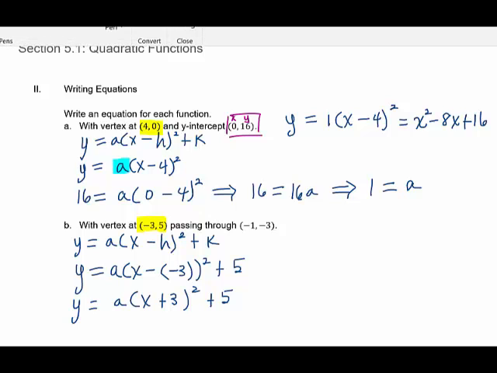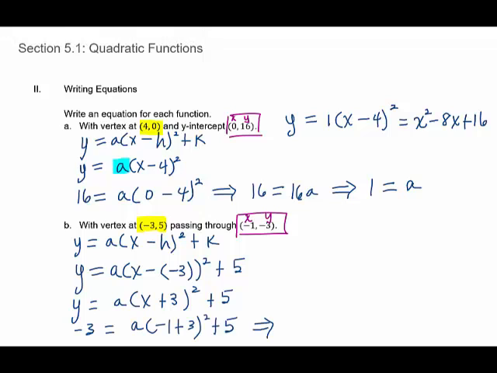Next, we need to determine a, the leading coefficient. So we're going to use another point that we're given. In this case, it's (negative 1, negative 3), and substitute negative 1 for x and negative 3 for y. And we'll solve this equation for a. So we have negative 3 is equal to negative 1 plus 3, which is 2 squared, or 4a plus 5. And continue solving. So we would subtract 5 from each side and then divide by 4. And that gives us that a is negative 2.